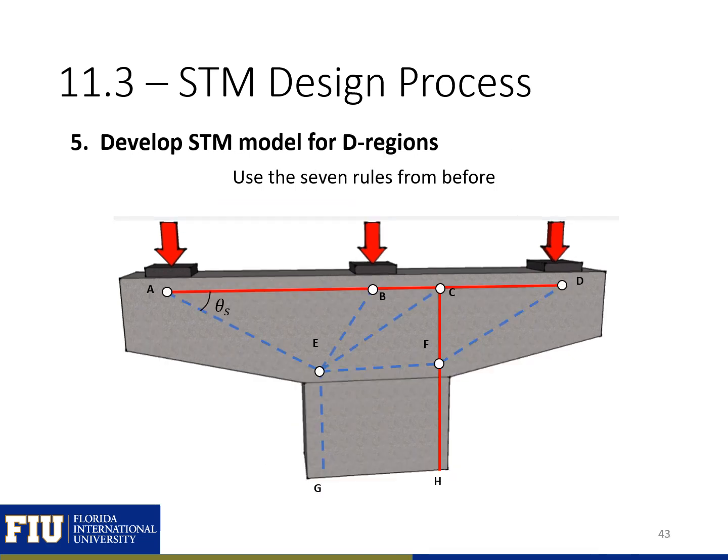We can use our 7 rules from before now to develop a strut-and-tie model for the D regions. Here you can see we place some nodes under our load points and some nodes coming in from our tension element from our column and our compression block from our column, and then lined up another node here to be in line with our tension, and connected these with our different struts and our ties to come up with our model.